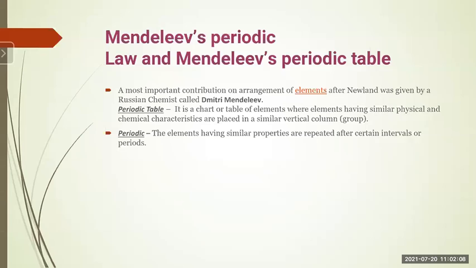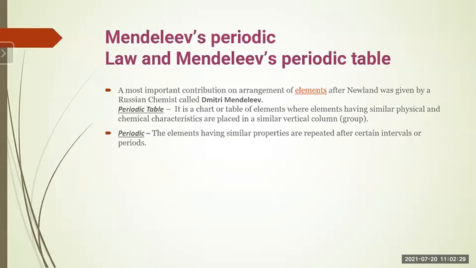Periodic table. What is the periodic table? It is a chart or table of elements where elements having similar physical properties and characteristics are placed in a similar vertical column, which we call the group. Remember this thing: vertical column, we call it the group.